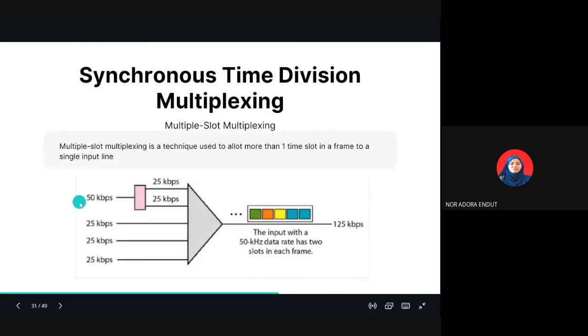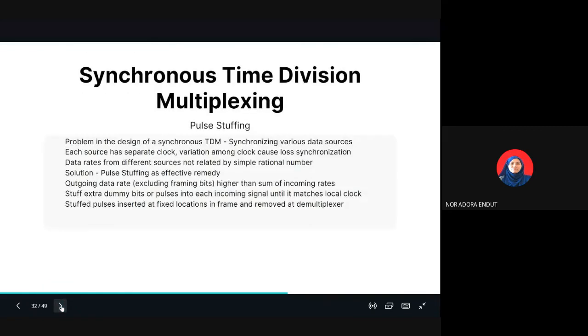Okay. Another way is we allocate the time slot lebih. Instead of kita multiplex 2 kali, kita bagikan time slot yang lebih untuk the individual sources. So contoh di sini 25 kilobits per second ni kita bagi satu time slot. Dan kita bahagikan kepada yang rate dia 50 kilobits per second menjadi 2 time slot, sebab dia ada 2 kali ganda data untuk dihantar kan. So bagilah time slot dekat dia yang lebih. So the input with a 50 kilobits per second data rate has 2 slots in each frame. Okay, so setiap satu slot dah sama lah. So tu cara kita handle disparity yang tak sama.